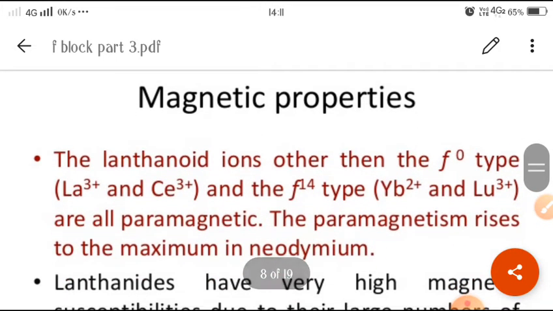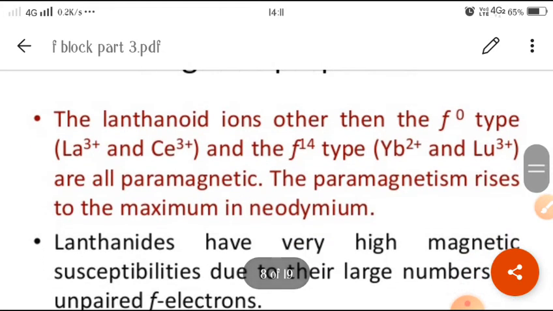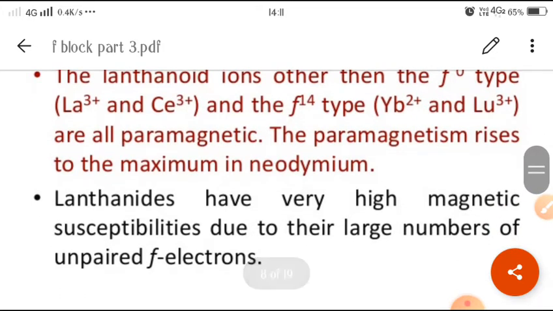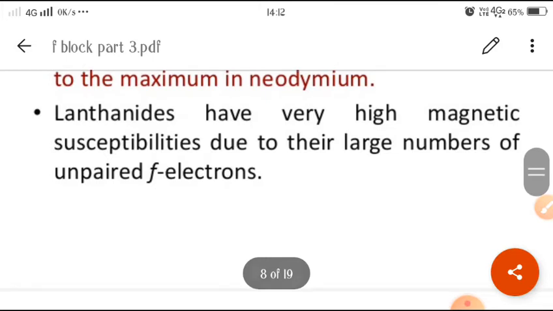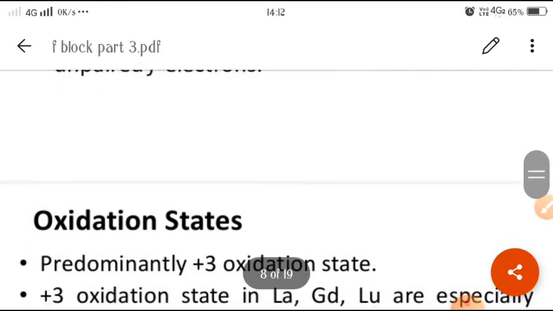Next, magnetic property. Like D block, lanthanides also have ability to show paramagnetism because of unpaired electrons or partly filled 4f orbital. So paramagnetism rises to maximum in neodymium and then pairing takes place and paramagnetic character decreases. Lanthanides have very high magnetic susceptibilities due to their large number of unpaired f electrons. Definite सी बात है, f में 7 सबशेल है तो 7 unpaired electrons तो है और d में सिर्फ 5 ही possible थे. So they have more magnetic ability or magnetic susceptibility.